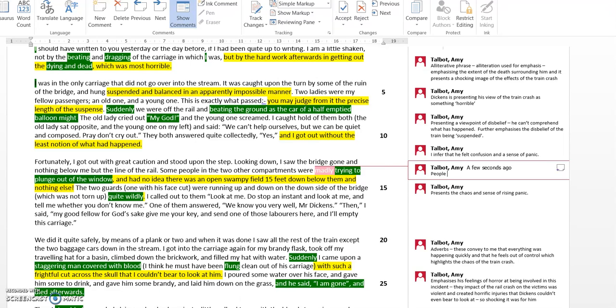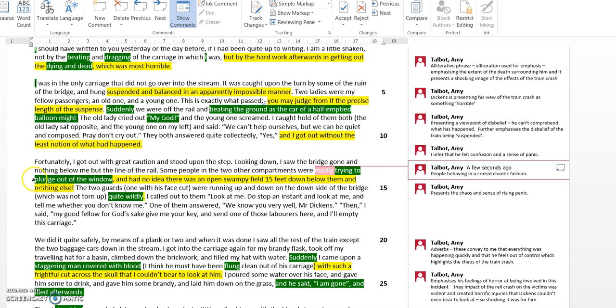people behaving in a crazed, chaotic fashion. So that sort of hints at the chaos as well as the result of the train crash.